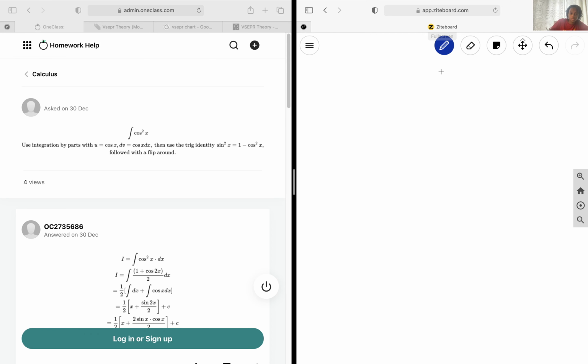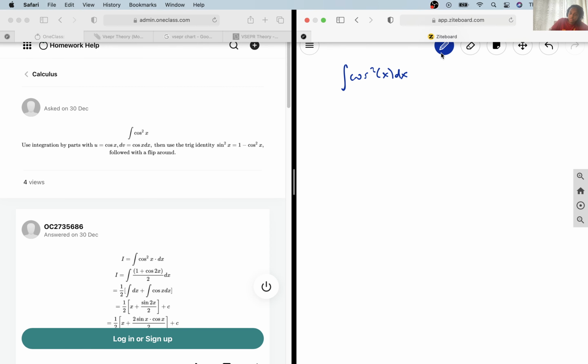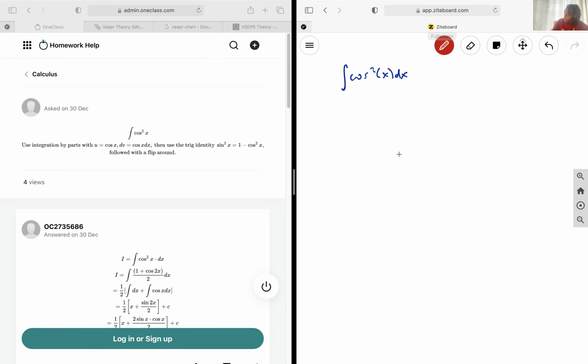Okay, so for our next one, we want the integral of cos squared x dx. So we're just going to recall the double angle formula: 2 cos squared x minus 1 is equal to cos of 2x. That's the entire formula. And so now we just isolate for cos squared x, and we get cos squared x is equal to cos 2x plus 1 all over 2.